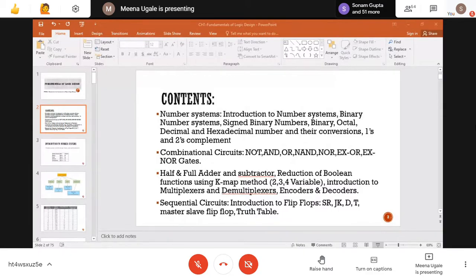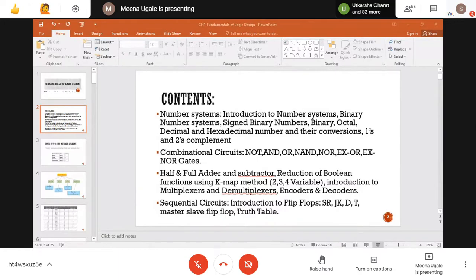hexadecimal. If you see the table, the binary is having base 2, so it has representation in terms of only two digits. One is 0 and second is 1. The symbol used is B. If I write any number and write B, it indicates that the number is represented in the binary system.